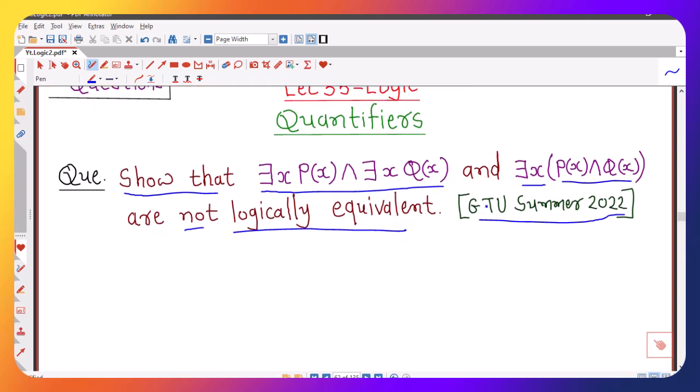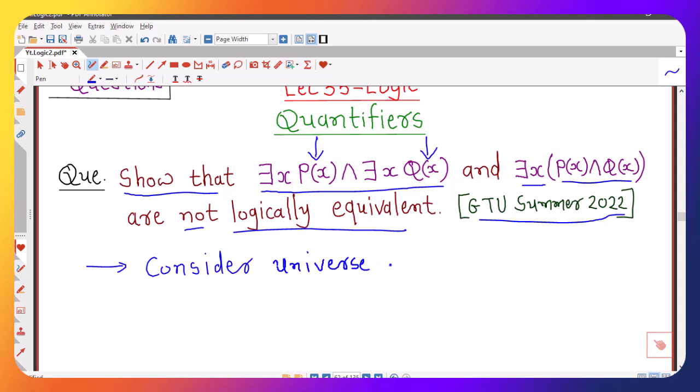We know that two statements or propositions are logically equivalent if they have the same truth value. So if we want to prove that these two are not logically equivalent, we have to find two statement functions p(x) and q(x) for which these two have different truth values. So for that, first we consider the domain of these two statement functions, or universe of discourse.